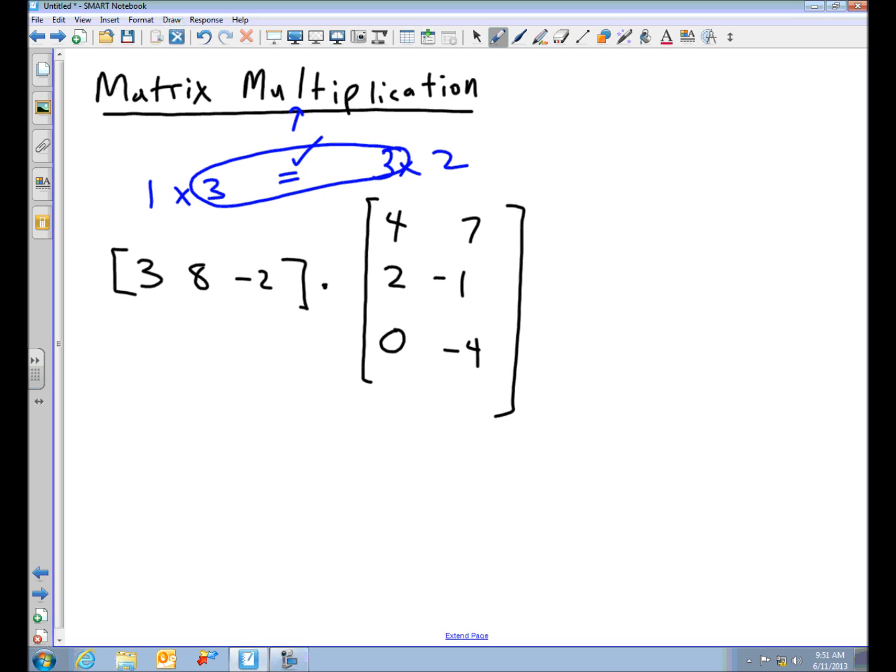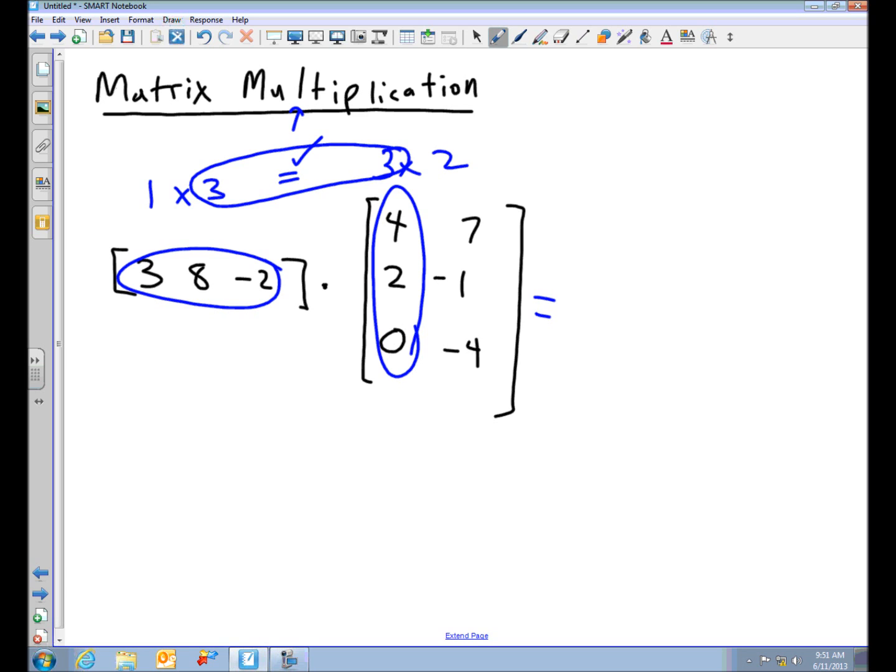Now, as a reminder, the way we multiply matrices is from row to column. So we're going to take the row in the first matrix and the columns in the second matrix, and we're going to multiply them together. And then after we multiply, we have to add them up. So remember, you go from row to column, and then you add them up. That's the way we multiply matrices.